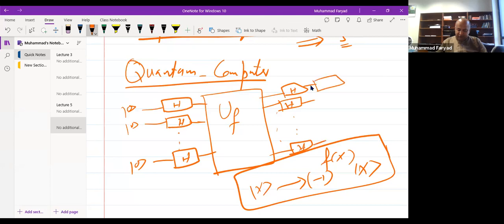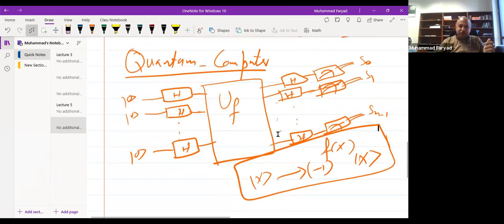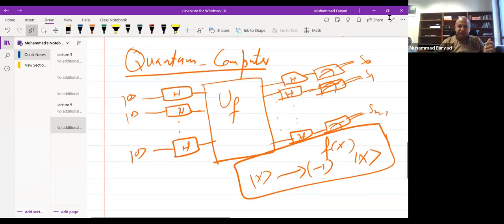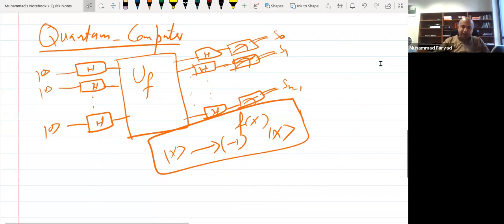And then you do this measurement. And the claim is that at the end of the measurement on my classical bits, I will have that secret bit string right on the output. So whatever is the output is the classical bit string. That's the claim.